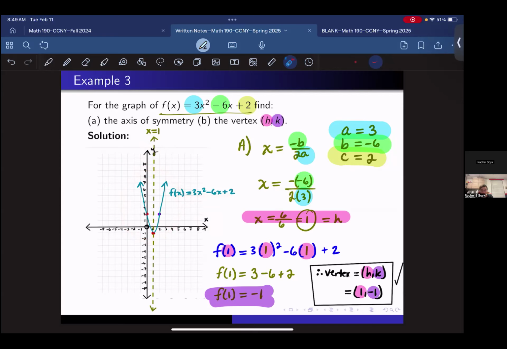Sometimes they'll ask you to name certain points, whether it's the vertex or the y-intercept. Just draw an arrow and type in y-intercept and then put the coordinate point, 0 comma 2. Same with vertex. Vertex, which is 1 comma -1, and then you're done. Do not forget to do those. Those are really easy points to get and also really easy points to lose on assessments.